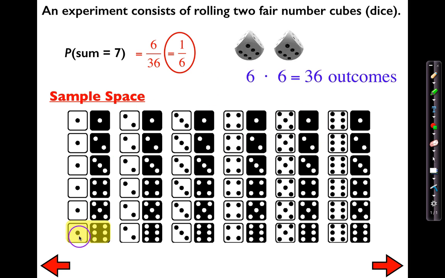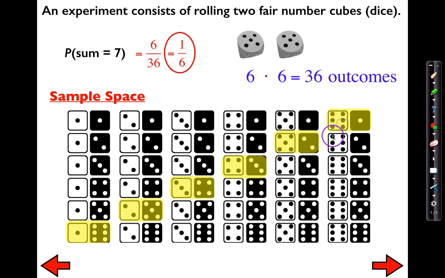So here I can find all the ones that add to 7. This adds up to 7, this one adds up to 7, this one, that one, this one, and this one. So even here you can see there's 1, 2, 3, 4, 5, 6 that add up to 7. And then here there's 1, 2, 3, 4, 5, 6. So 6 by 6 is 36. So it is out of a total of 36 options.